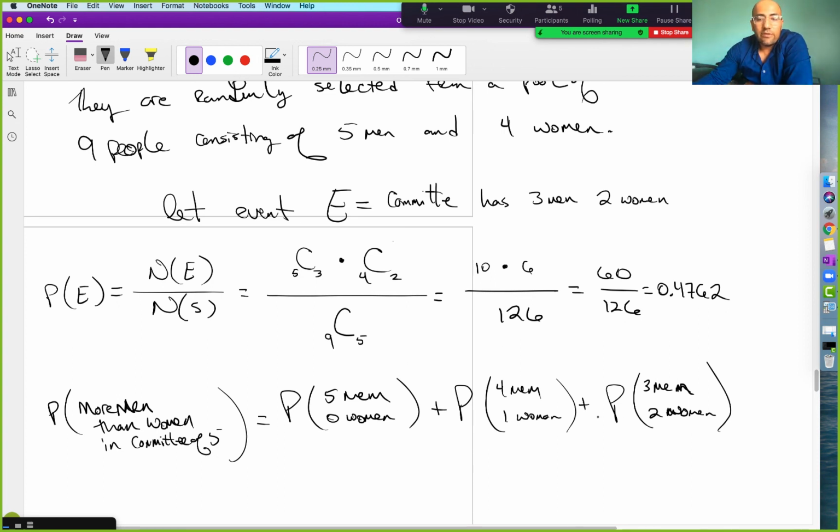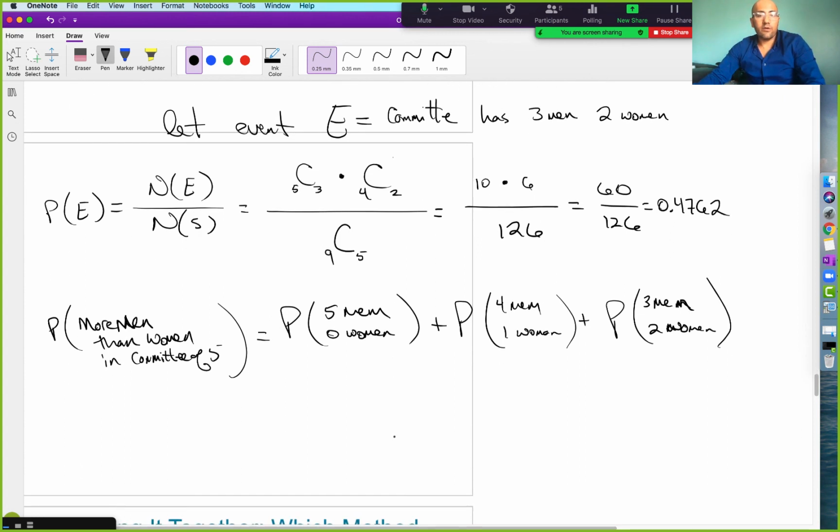So these 3 events are disjoint. They cannot happen at the same time. If one committee is selected, either there are 5 men and 0 women, or there are 4 men and 1 woman. It cannot be the case that these 2 events happen at the same time. They're disjoint. So if I want to find the probabilities of this or this or this, I just have to find them independently and add them together. And luckily we know the pattern already. It's a nice little pattern for each of these.